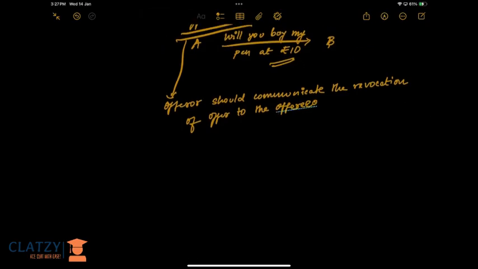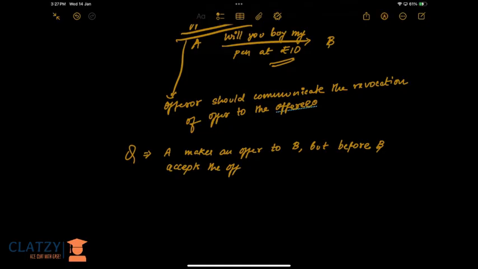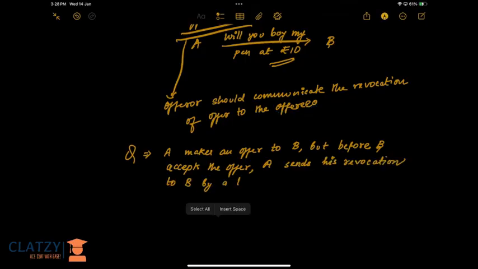Now, in light of this, I will give you one question and I would like you to think about it. A makes an offer to B. But before B accepts the offer, A sends his revocation to B by a letter. So basically, A is revoking his offer and he has sent a letter to B.